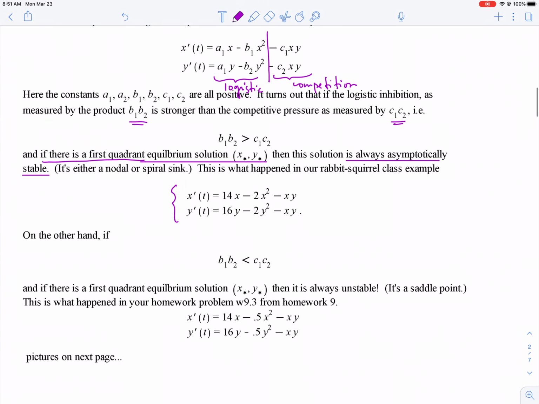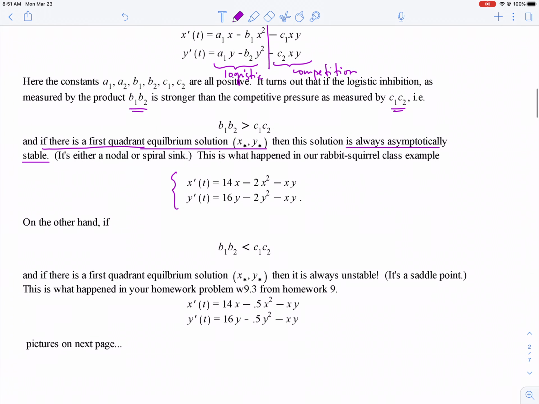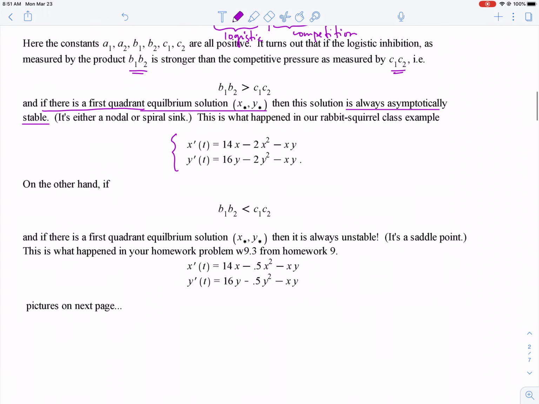In your homework, I think you had a symbiotic interacting species where the C's actually had plus signs. So this is not directly relevant to the homework if my recollection is correct.